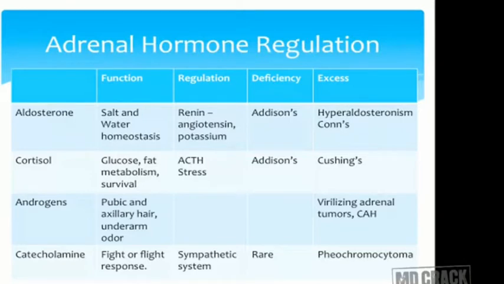The aldosterone is mainly for salt and water homeostasis. Deficiency causes Addison's disease, while the excess will cause hyperaldosteronism. Cortisol is important in glucose and fat metabolism and also in the acute stress response. The excess of cortisol causes Cushing's disease. Androgen hormones are important for the formation of the pubic and axillary hair, for the maturation. And the catecholamine is important in maintaining the blood pressure.